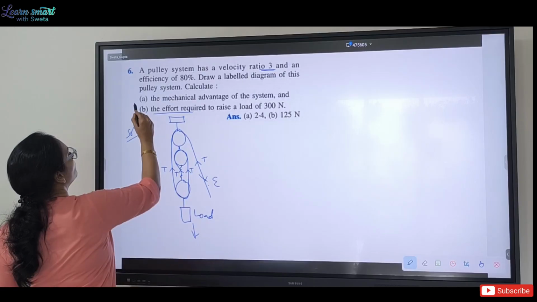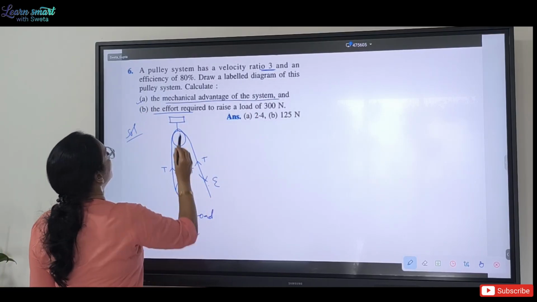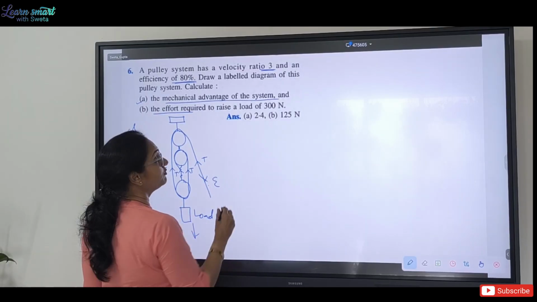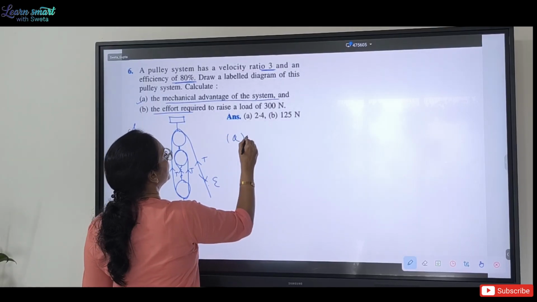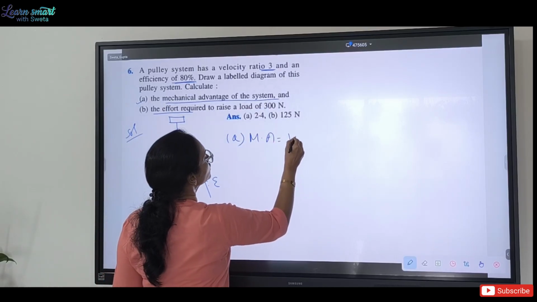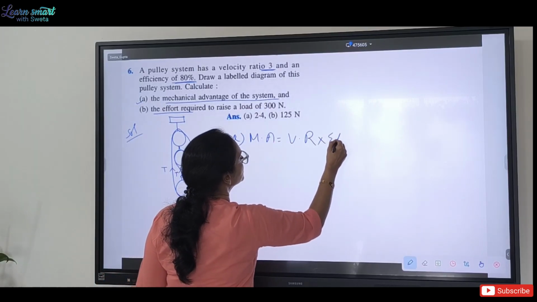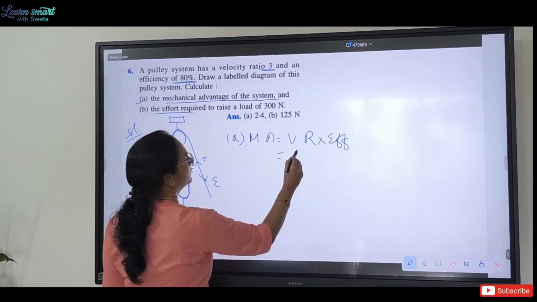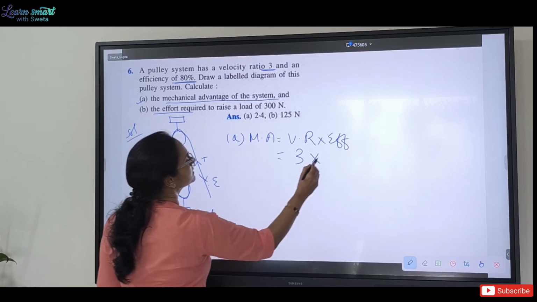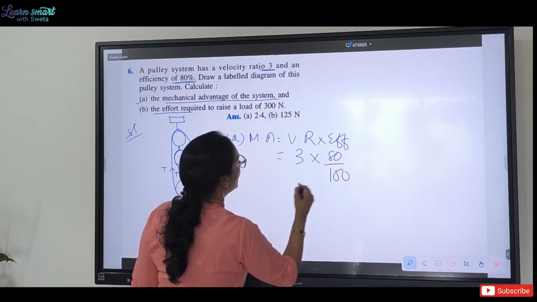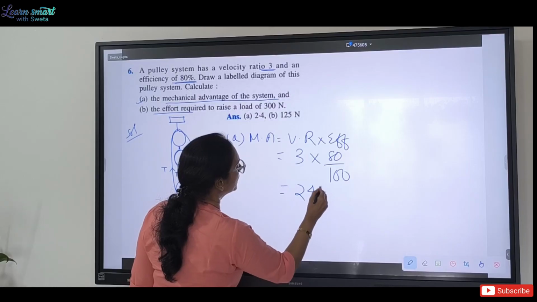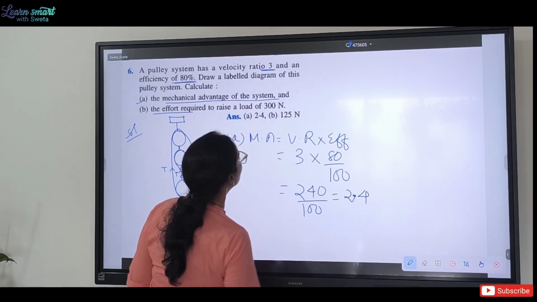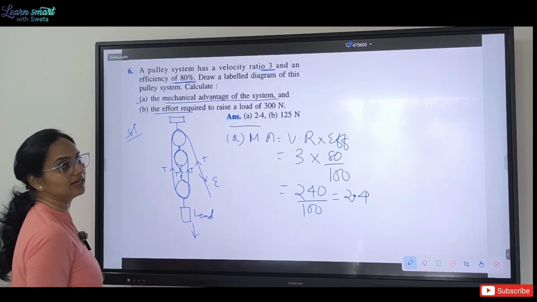They have told us to calculate the mechanical advantage of the system, and the pulley is 80% efficient. So we have to remember the formula that we used before. Mechanical advantage equals velocity ratio into efficiency. Velocity ratio, since there are 3 pulleys, will be 3. For efficiency, it is 80%, we will write 80 upon 100. If we solve this, we get 240 upon 100, which is 2.4, and that is our mechanical advantage.